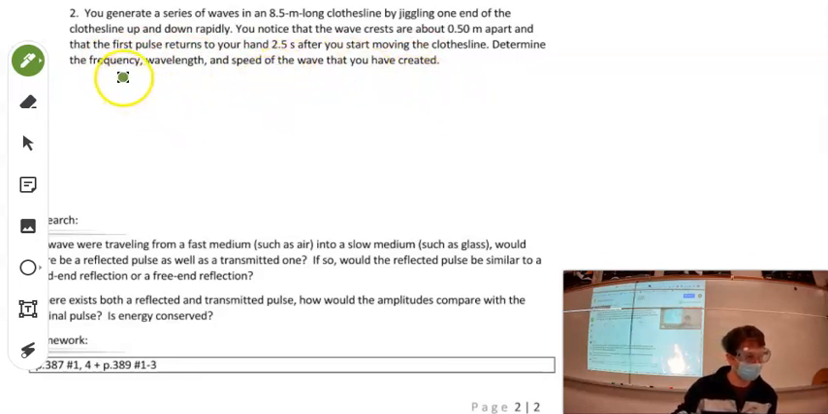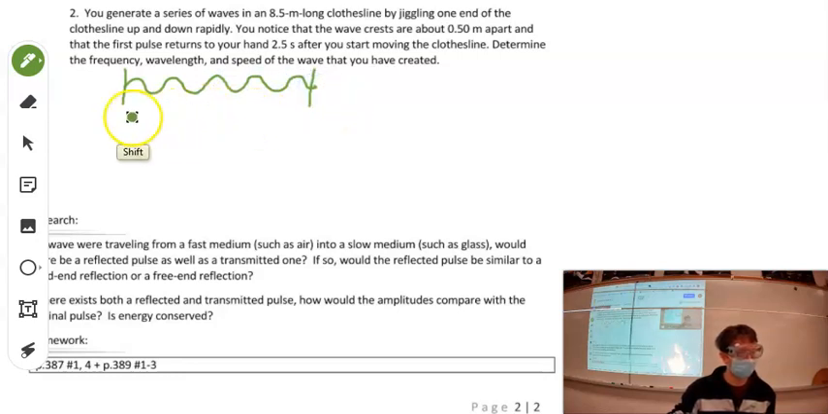Okay, so let's draw what this looks like. So here's our clothesline, and then we draw these pulses and we get a wave, something like this. Right, where the entire thing is 8.5 meters long.